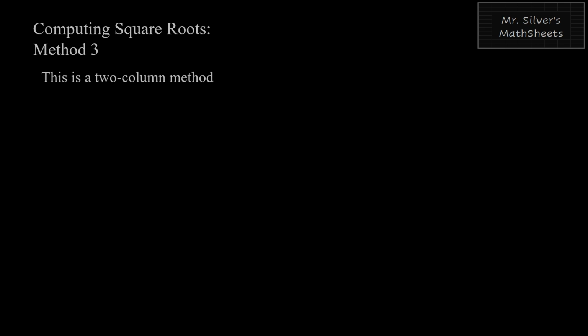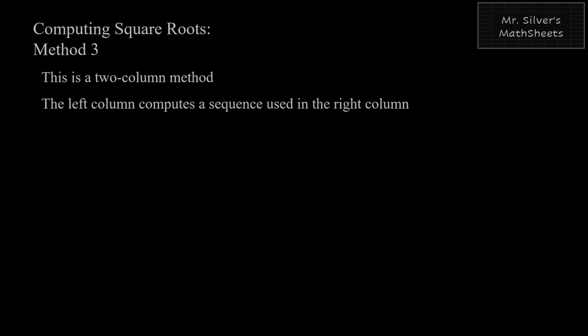Okay, method 3 has some similarities to method 2, but this one has a complication in that it's split into 2 parts, a left column and a right column. And these 2 parallel calculations feed into it. The left creates an adjustment that's used in the right calculation.